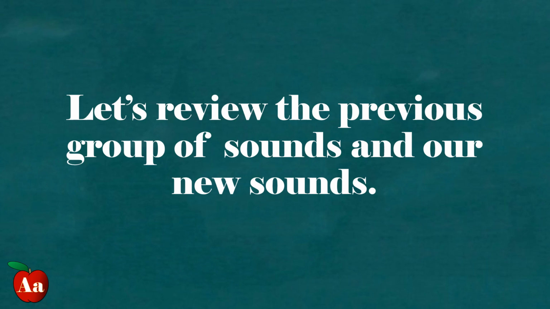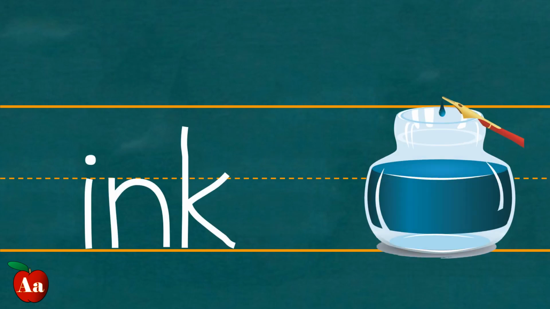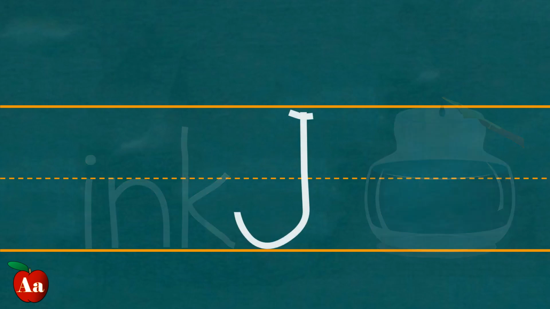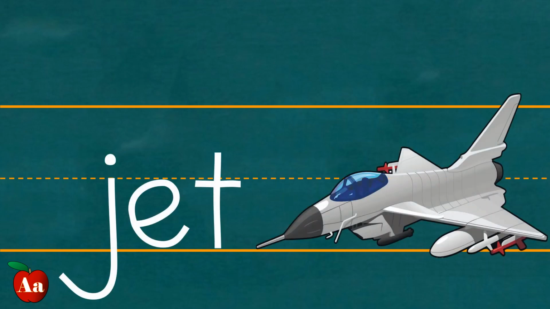Let's review the previous group of sounds and our new sounds. The letter I is for the sound I, as in ink. The letter J is for the sound J, as in jet.